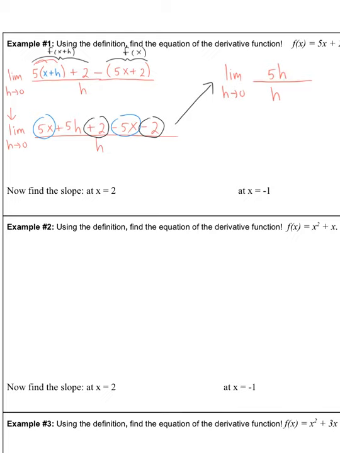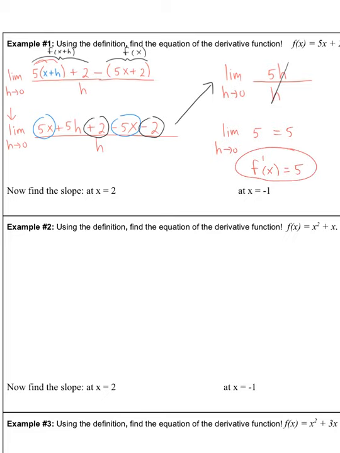So now I want to simplify. We know that these h's are going to cancel out. Anything over itself is 1. So now I have the limit as h approaches 0 of 5. Now I can do the direct substitution. There's nowhere to plug in 0 because there's no h anymore, but I can use my limit property. The limit of a constant is that same constant. So the limit as h approaches 0 of 5, of course, is equal to 5. All right, the limit of a constant is that same constant. So my derivative function, f prime of x, is a constant function, 5.